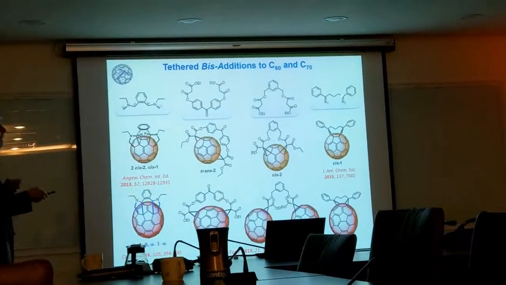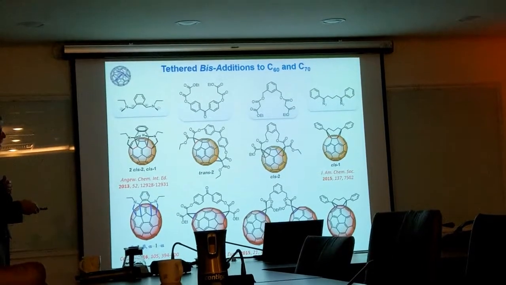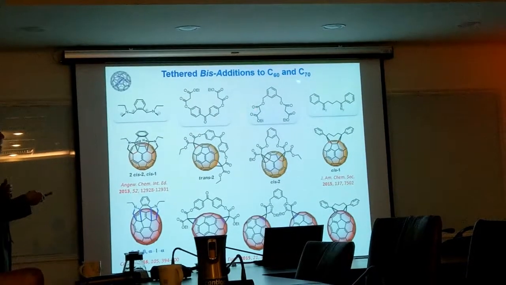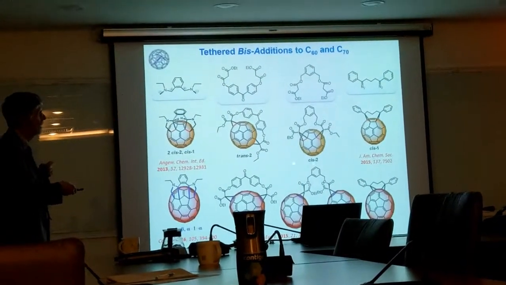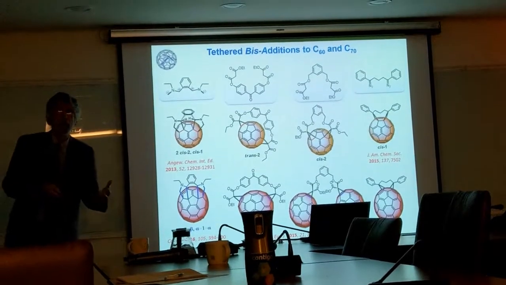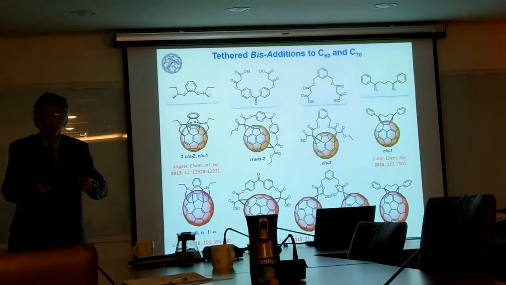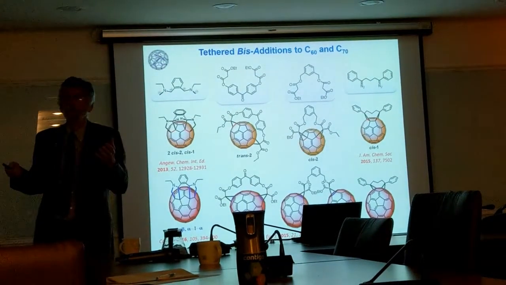I can show you here reagents with diazo compounds that give you only one isomer on C60, cis-1. This one gives you this Bingel addition-elimination, cis-2 only, trans-2 only, and so on. So they work beautifully. Only one isomer. Fantastic. So let's do it with endohedrals.